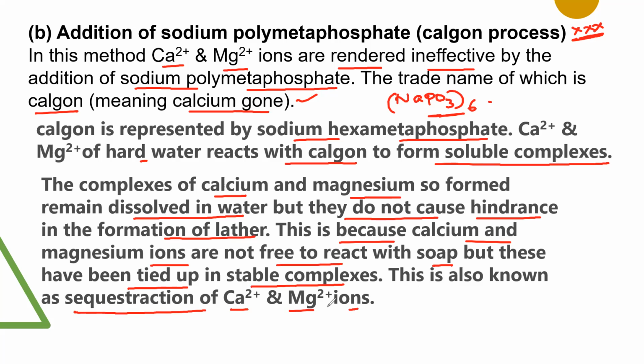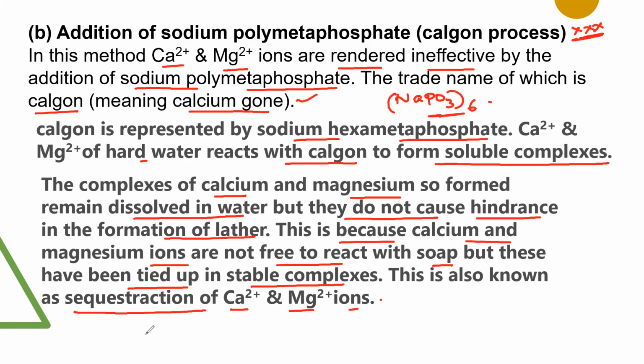What happens here? When Calgon is added to hard water, the calcium ions and magnesium ions present in it combine with sodium polyphosphate, that is Calgon, to form a soluble complex of calcium and magnesium salts.